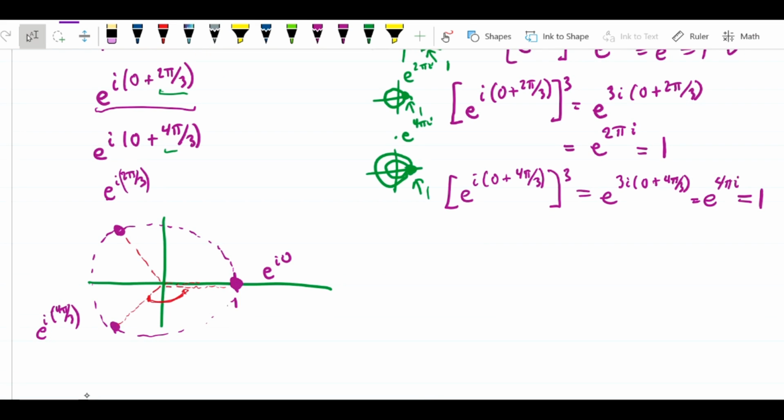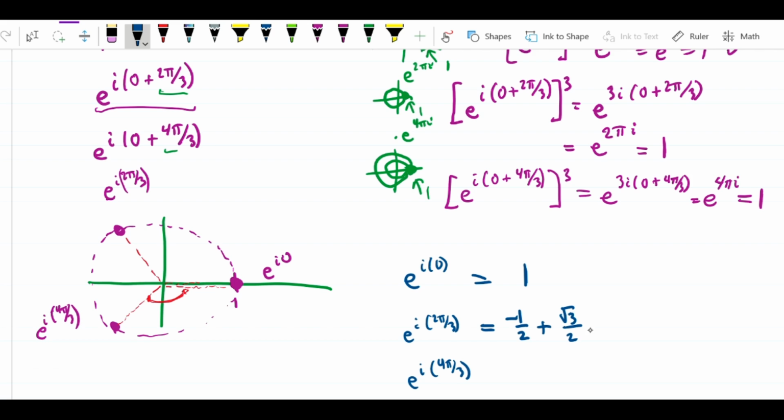So, all right, we've now got the 3 numbers. I just want to show you what they actually are in Cartesian coordinates. We have e to the i0, e to the i 2 pi over 3, and e to the i 4 pi over 3. This is, of course, going to be 1. This is negative 1/2 plus root 3 over 2 i, and this is negative 1/2 minus root 3 over 2 i.